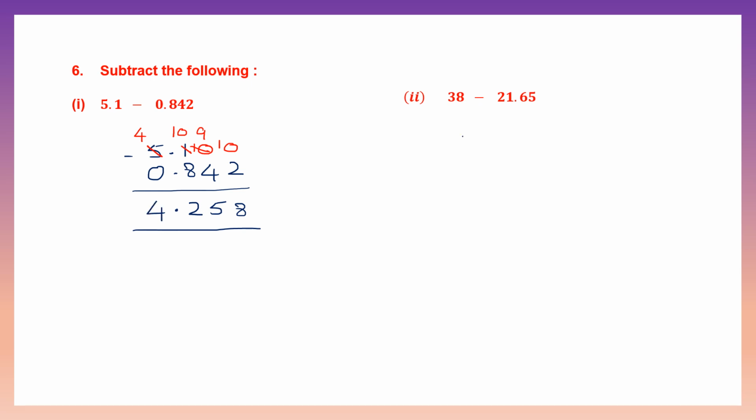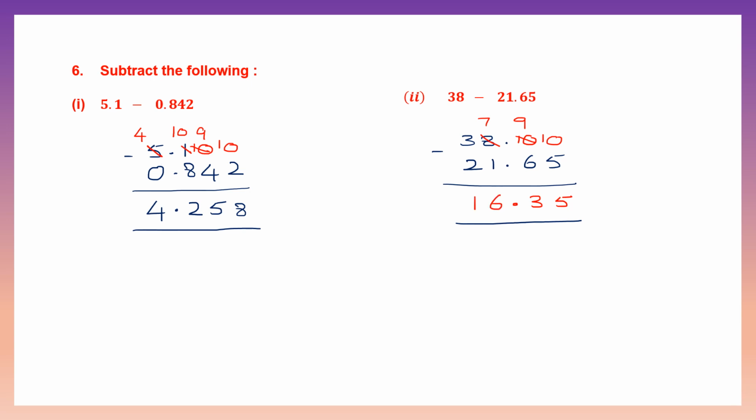Question 2. Here also we have a whole number 38. So the point will come after the number. Next one is 21.65. Now to subtract the 2, first we finish the arranging. Now we have to make them like decimals. Now let's subtract. 0 minus 5 you can't do, so we're going to borrow from here. 10, 9, 10. 10 minus 5 is 5. 9 minus 6 is 3. Then put the point. 7 minus 1 is 6. And 3 minus 2 is 1. So what did we get as our answer? 16.35.